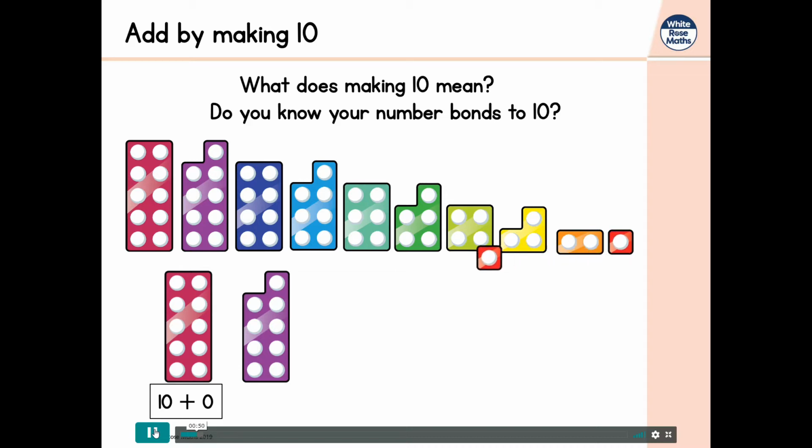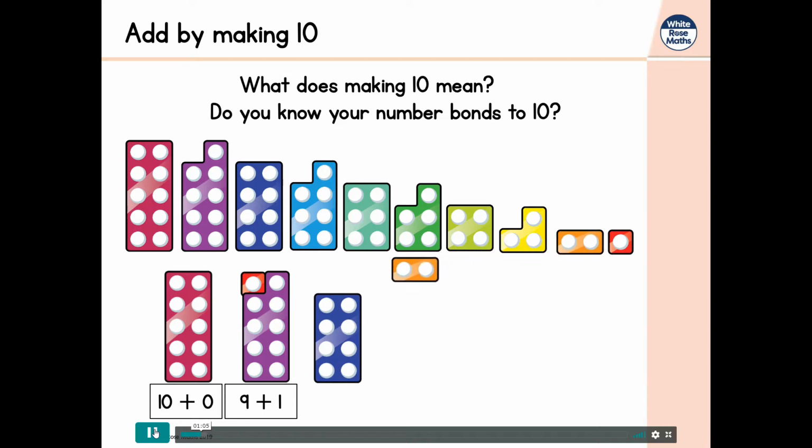9 plus 1 equals 10. How about 8? How many do we need to add to 8 to make 10? That's right. 8 plus 2 equals 10.